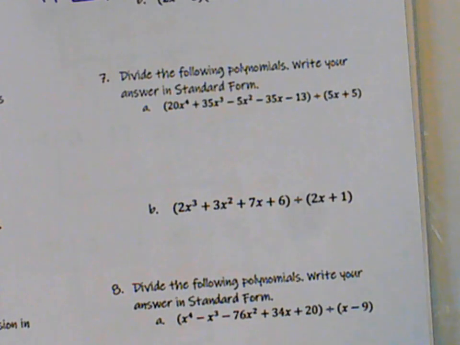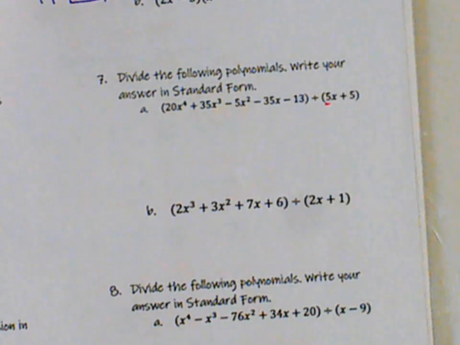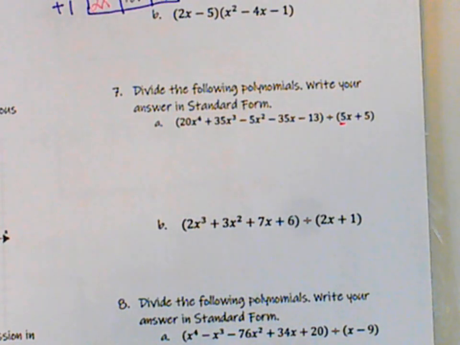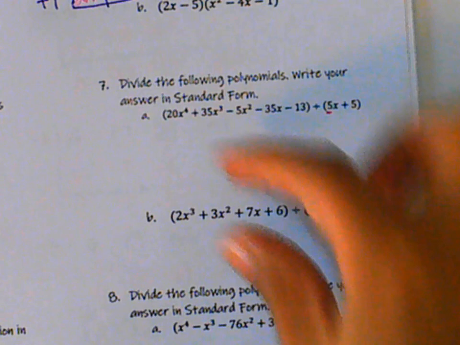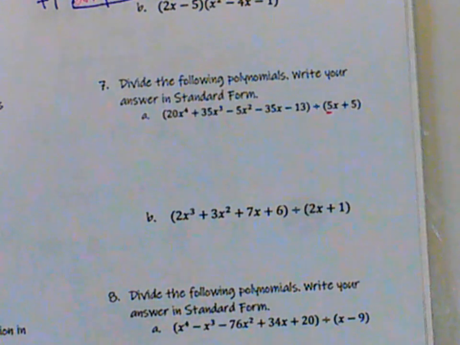For the next one, it says divide the following polynomials, write your answer in standard form. Because I noticed that this has a number in front of the variable, I can't do synthetic division. I know I have to do long division. So I'm going to copy this problem over to another piece of paper and do my work that way, just so it's not crammed in here and you can see it better.